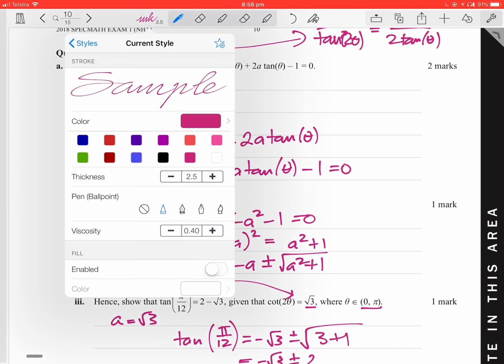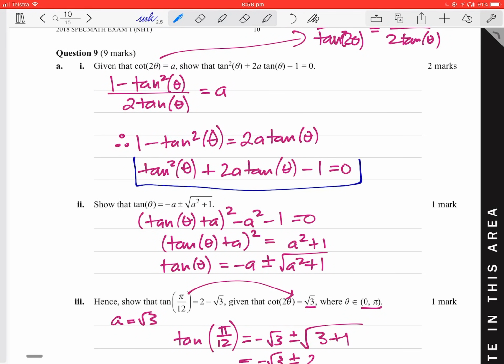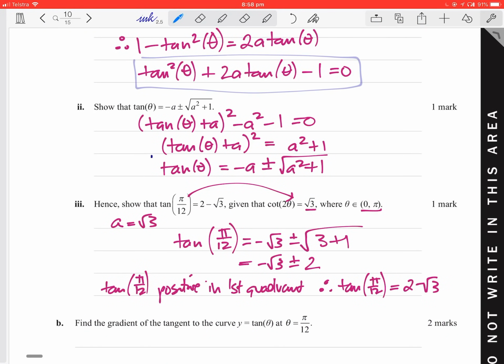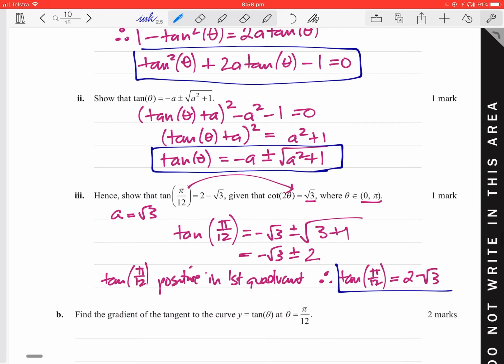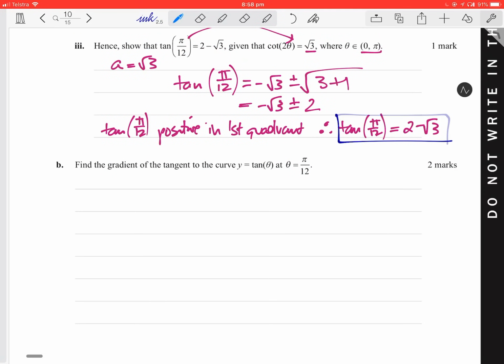I haven't done my nice squares around everything. Although these are just show that questions, so I'm sort of doing them quickly. They've all been show that. Hence, show that, given. Okay.